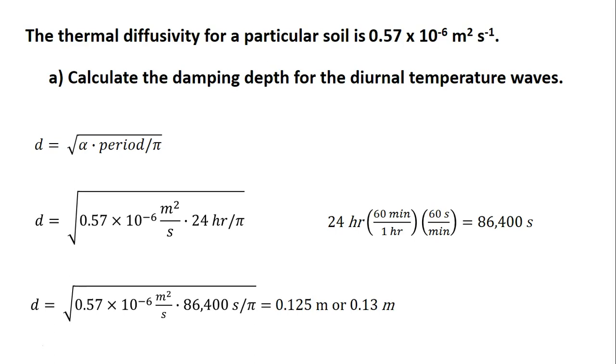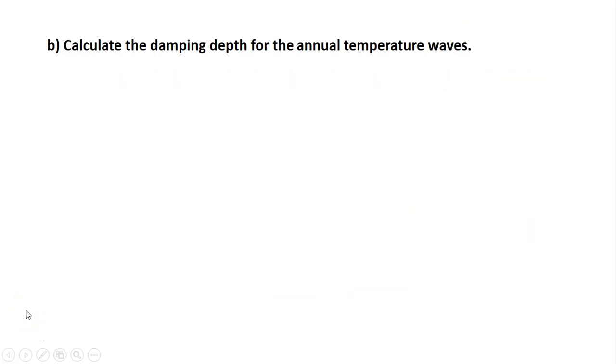In this case, the damping depth is 0.125 meters, or considering two significant figures, 0.13 meters. Part B asks us to do the same calculation again, but instead of for a daily temperature wave, this time we're looking at an annual temperature wave.